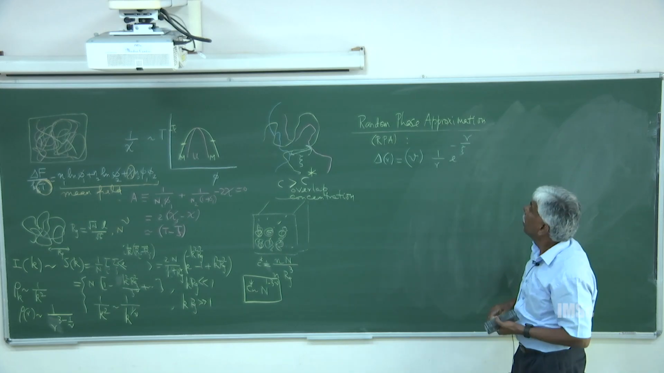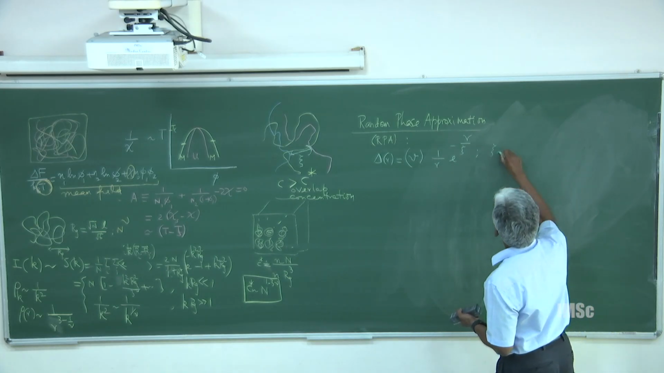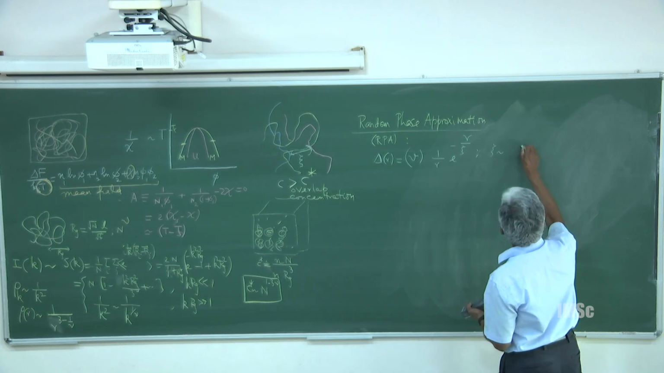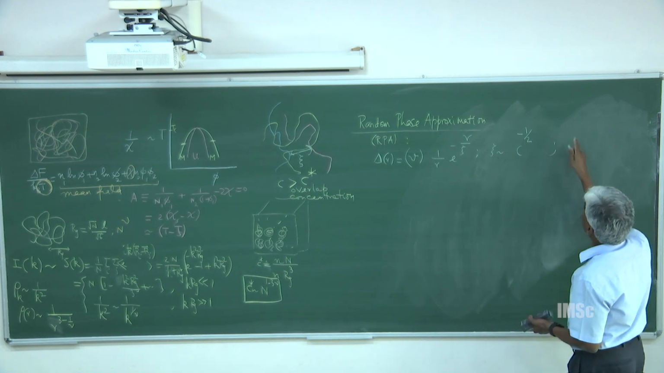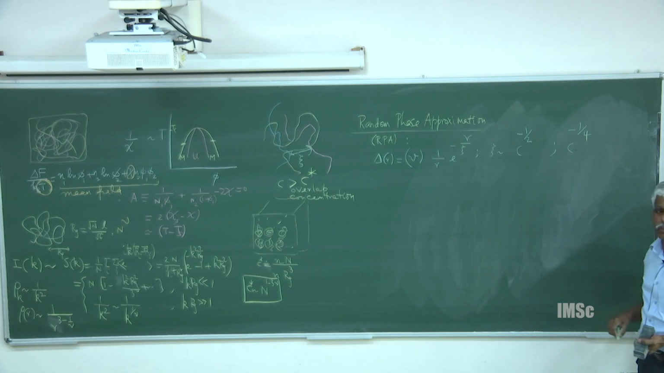And then we showed in the last lecture that c, for neutral polymers, goes like concentration to the power minus half. For charged polymers, it goes like c to the minus quarter. That's what we did in the last lecture.